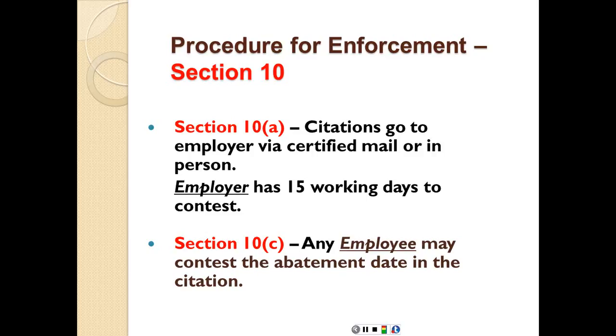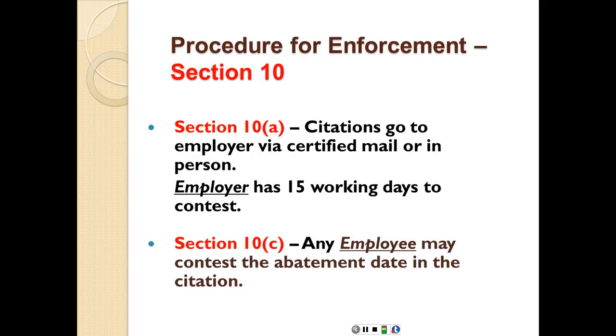The procedure for enforcement is under Section 10. Section 10A says citations go to the employer via certified mail or in person, so that they can't claim that it was lost, I didn't receive it. The employer has 15 working days to contest. If you have an objection to that citation, you have to contest it within 15 days. Again, beyond 15 days, there's no right to contest it.